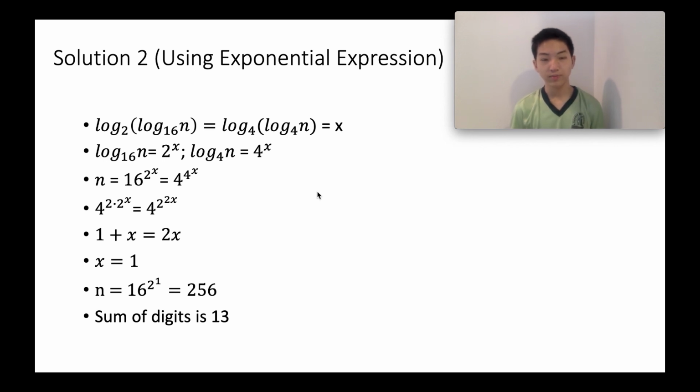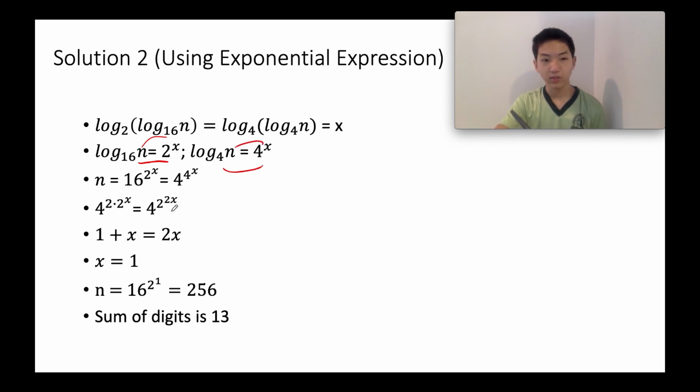So first we have our base problem here. Since we know these are equal, we set them both equal to x. Then we can easily convert both of these into exponential expressions, because 2 to the x equals log base 16 of n, and 4 to the x equals log base 4 of n. After that, we see that n equals 16 to the 2 to the x, because we just do the same thing again. 16 to the 2 to the x is equal to n.